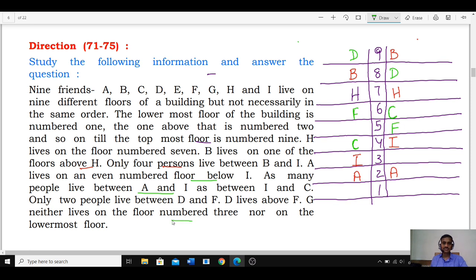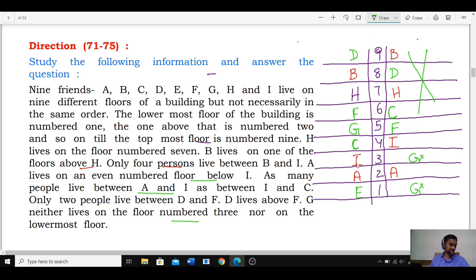G neither lives on floor number 3 nor on the lowermost floor. G cannot be here and G cannot be here. And the second case becomes invalid because there is no place left for G at all. G cannot be on the first floor, hence G must be on the 5th floor. Who is left over? A, B, C, D, E. E is the person left over. Hence E must be on the first floor.